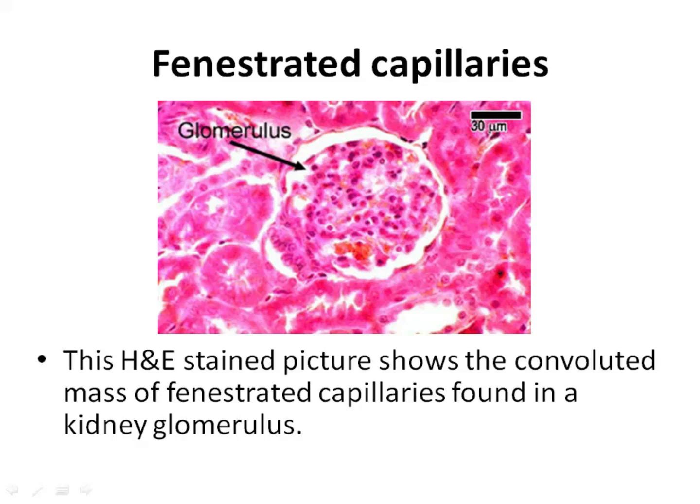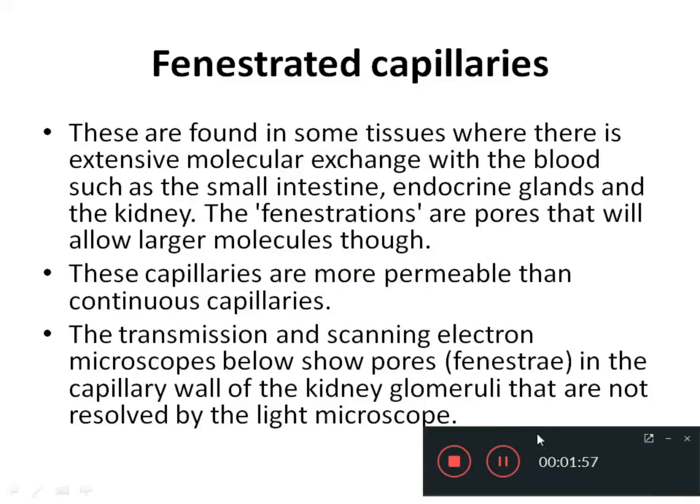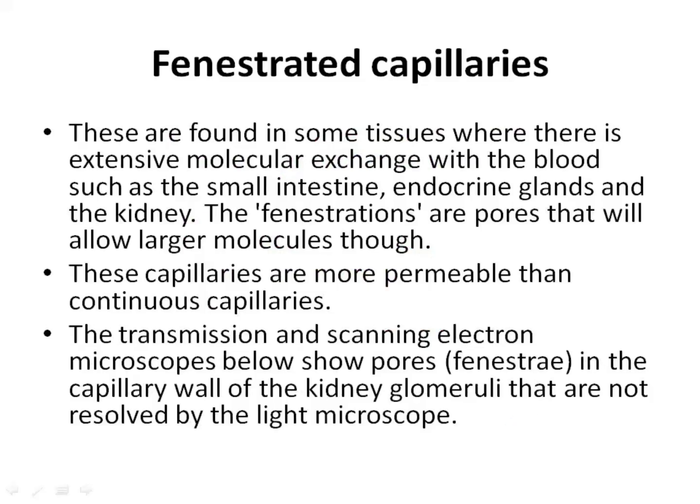Here in this picture, that is stained with the hematoxylin eosin stain, they have shown a convoluted mass of fenestrated capillaries in the glomerulus. Now we'll see in the next slide exactly what a fenestrated capillary is. Fenestrated capillaries, as already told, have very large size pores in the endothelial cells, the internal lining of a capillary, through which the major content of blood and content of a tissue get exchanged at this level.